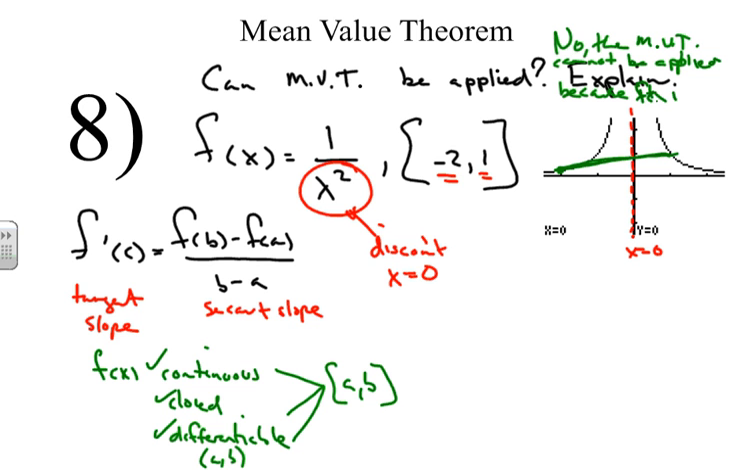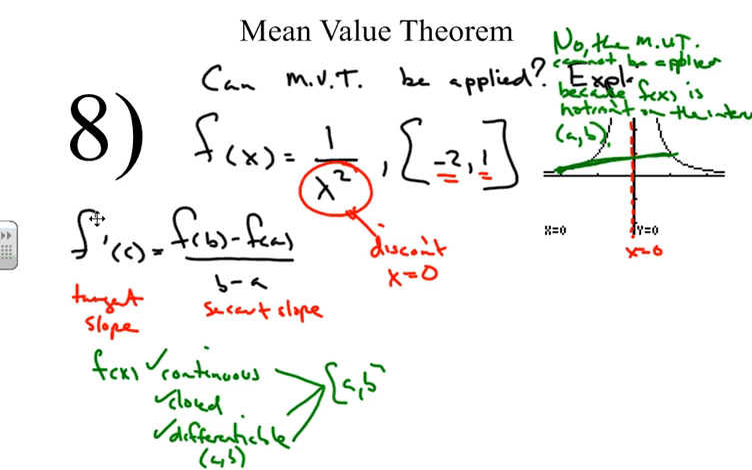F of x, and I'm writing this very poorly, I apologize, because f of x is not continuous on the interval a to b. Or on that open interval, I probably should put open interval a to b. Okay, and that's the reason why.